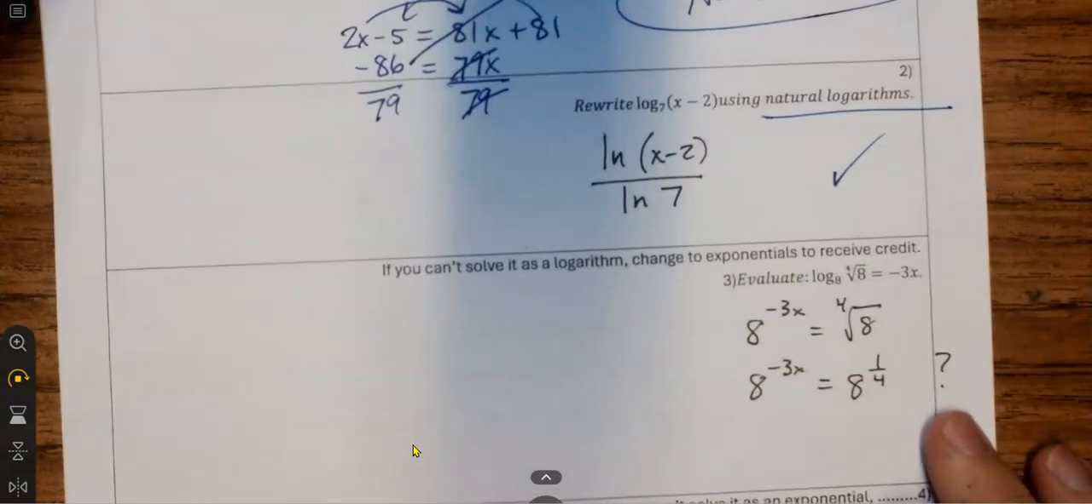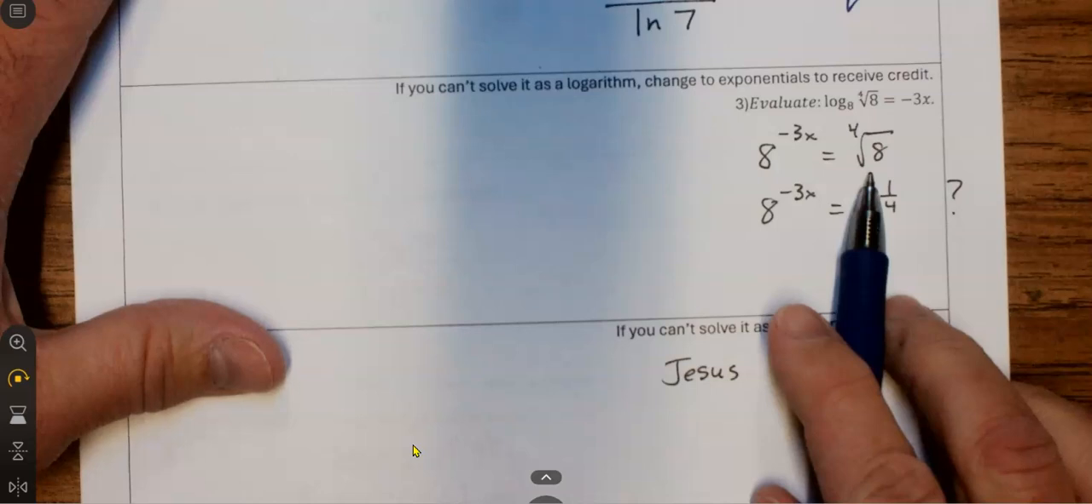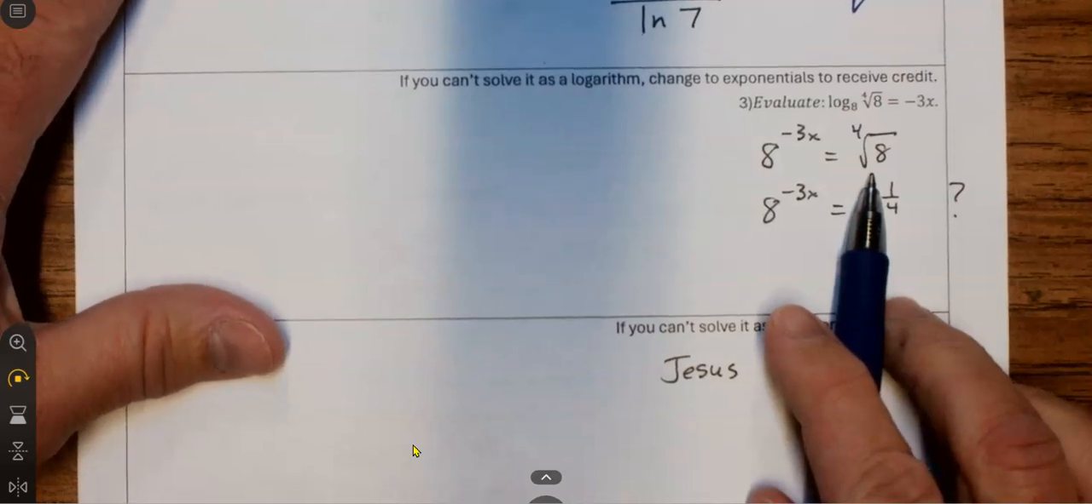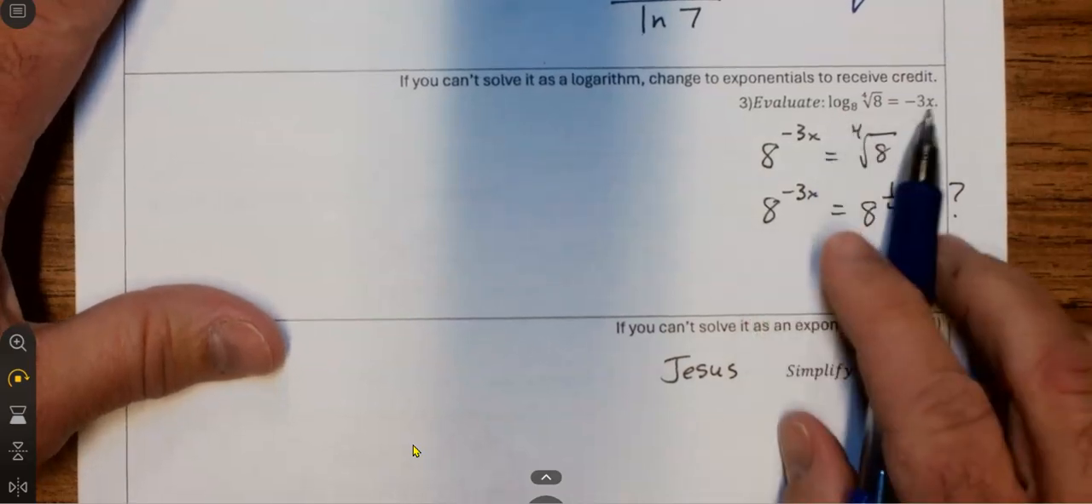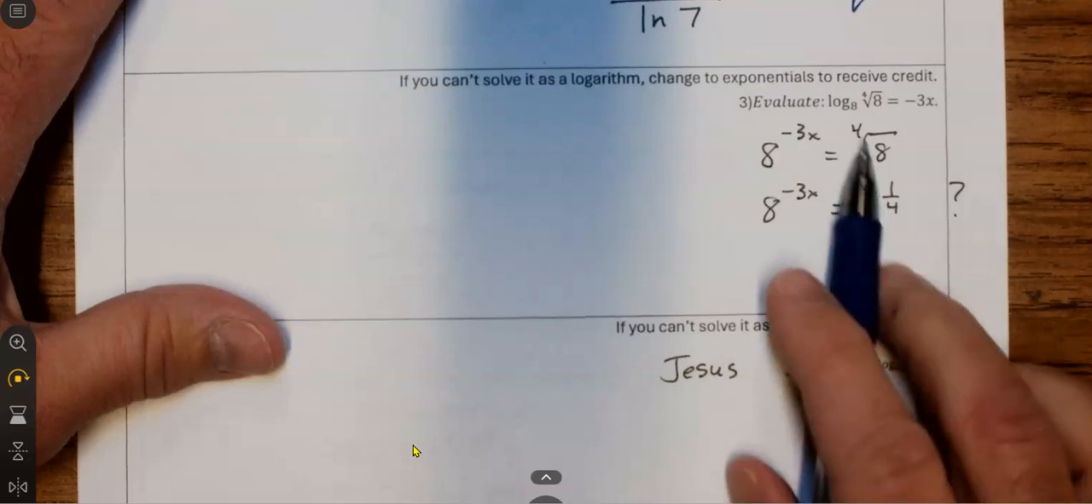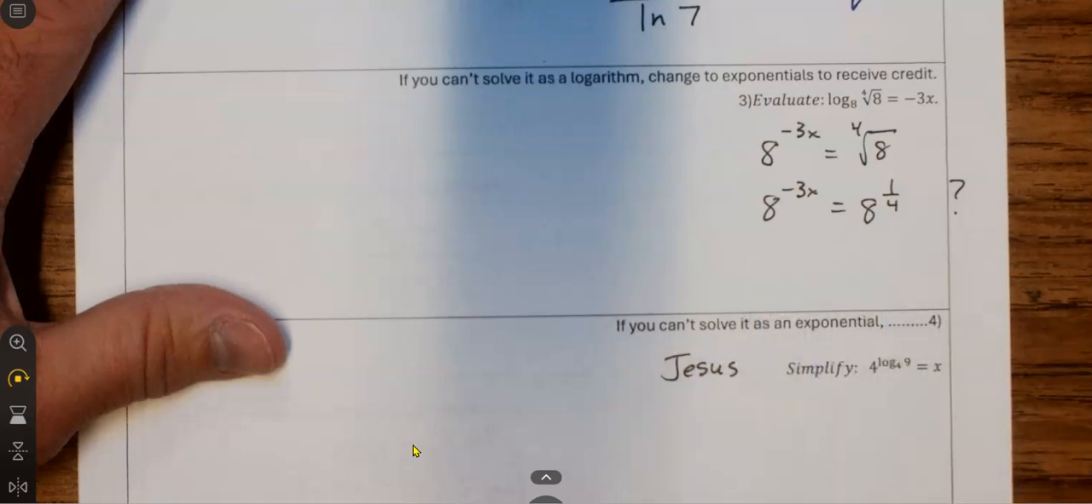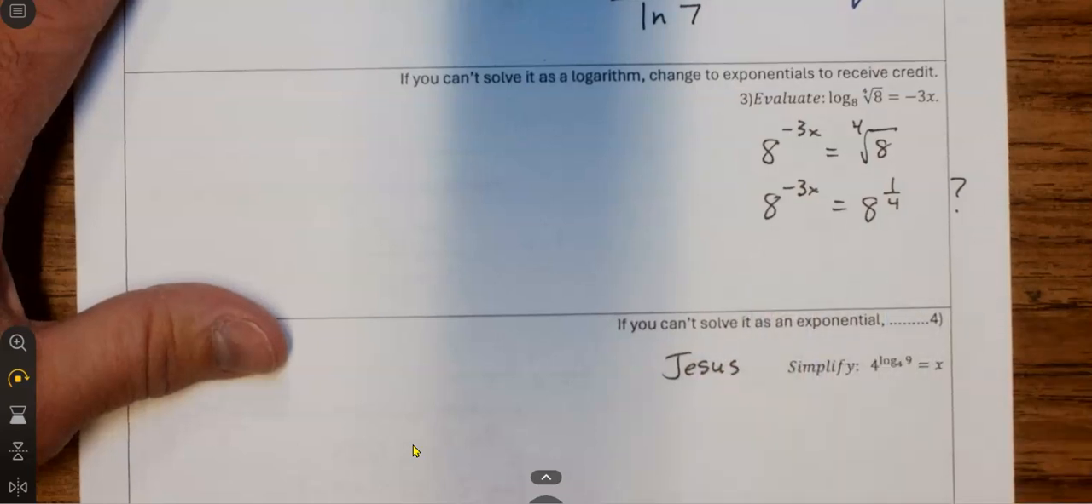All right, question 3. Did this person take this single log and change it to exponential form correctly? Yeah, base is 8, exponent is negative 3x. It equals the argument, 4th root of 8. Did the person change the 4th root into the 1/4 power correctly? So the only thing wrong with this person's work is they didn't finish. They just stopped in the middle.